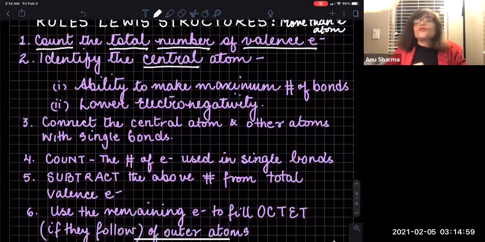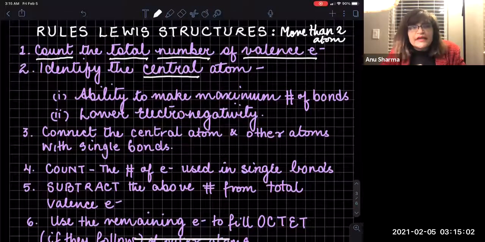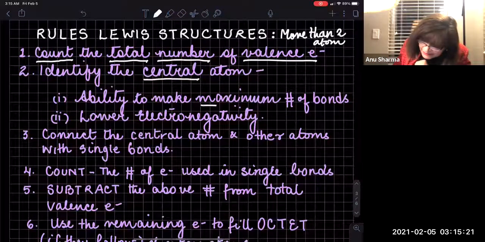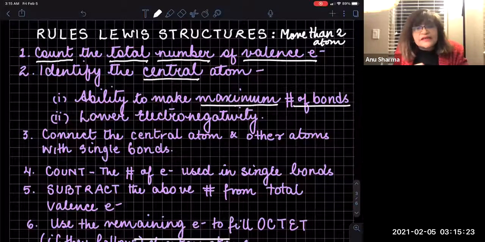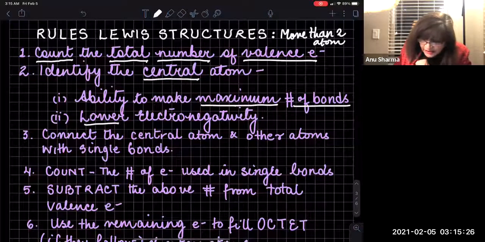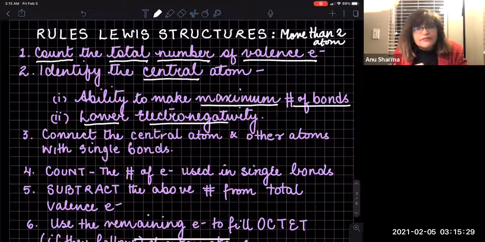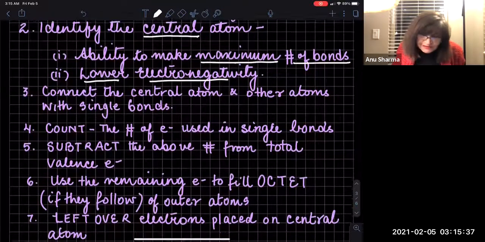Next, what is the rule for that? The rule is the ability to make the maximum number of bonds. That atom that has the capability to make the maximum number of bonds gets to be in the center. And the one that has a lower electronegativity, although that's not all the time the case, but the bond formation takes precedence. So the one that makes the maximum number of bonds comes in the center, and the one that has a lower electronegativity, because electronegativity is pulling the electrons and you want to make a molecule stable. So that still is the driving force.